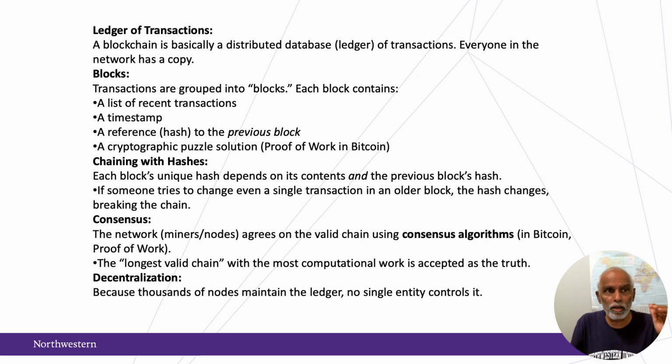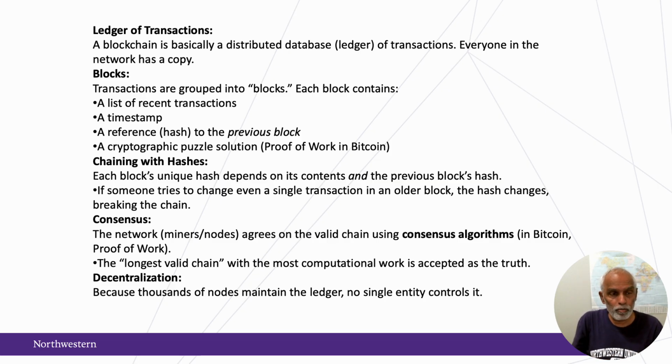Each block contains a list of recent transactions, the timestamp of those transactions, a reference to the previous block, in which that transaction has resulted into one of these current transactions in this block, and then a cryptographic puzzle solution. All these things are part of each block, and then they are chained together chronologically.